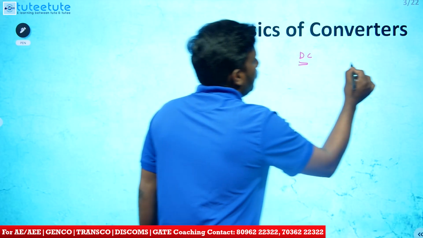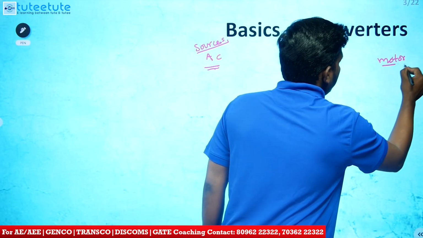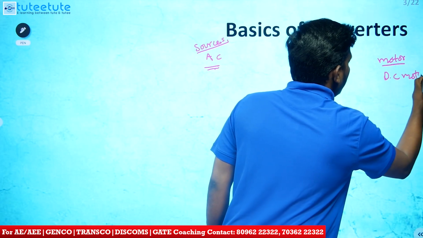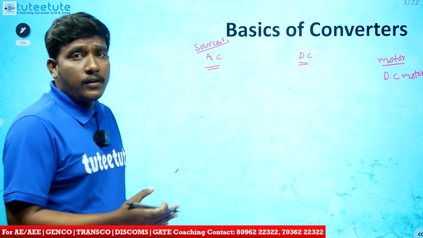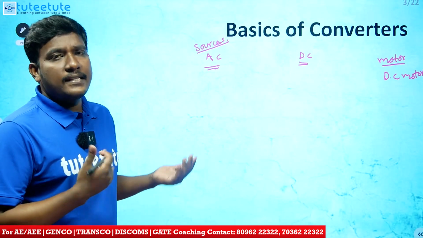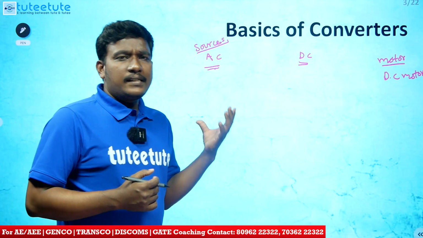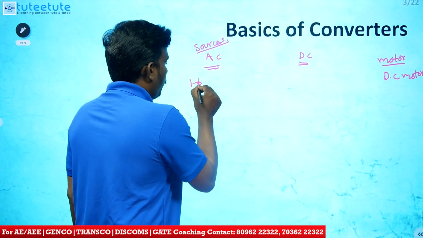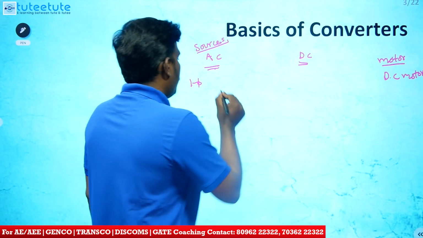Sources are AC and DC, and our motor is a DC motor. Since I am discussing DC drives, my primary is a DC motor. But the input for a DC drive may be an AC supply or DC supply. If you consider an AC supply, there are two types: single phase AC supply or three phase AC supply.